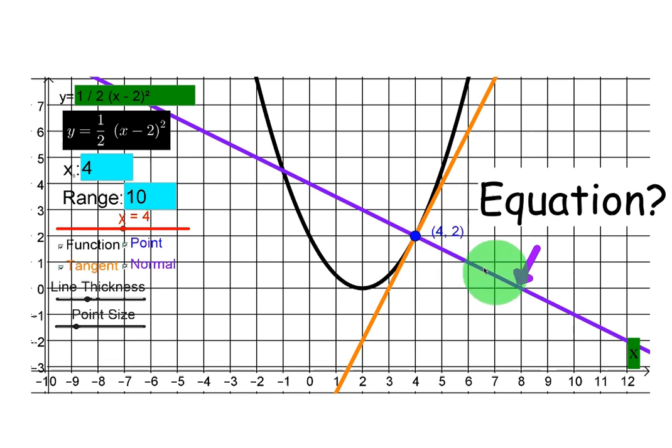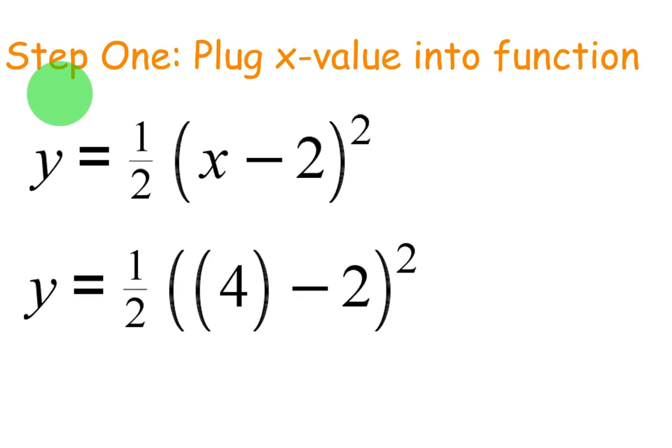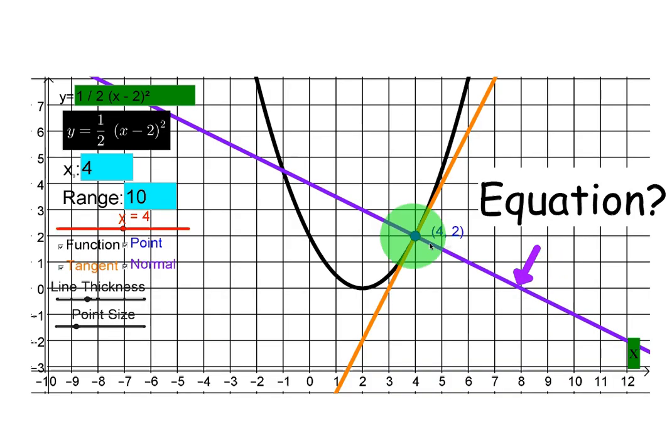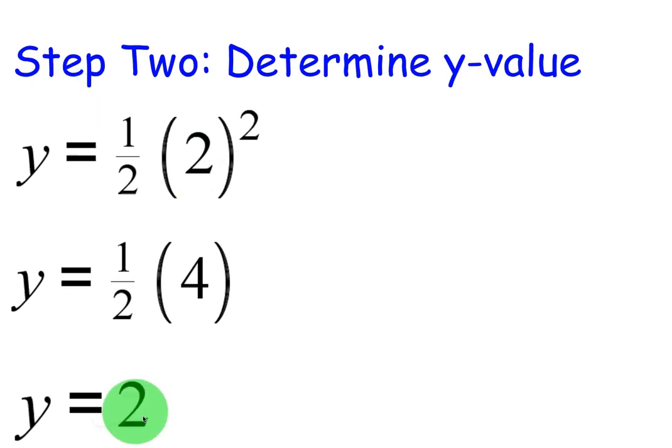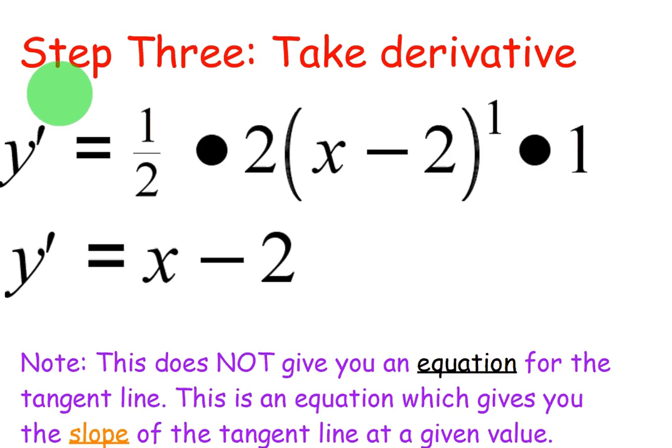So we want to find an equation for this line, and I would say do it in y equals mx plus b form. So step 1 is to plug in the x value into the function. This will give you the y value of that point, which we can already see is 2, but we can show it algebraically that yes, indeed, the y value is 2.